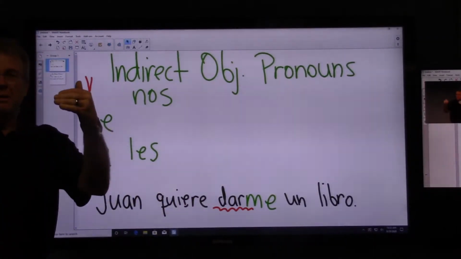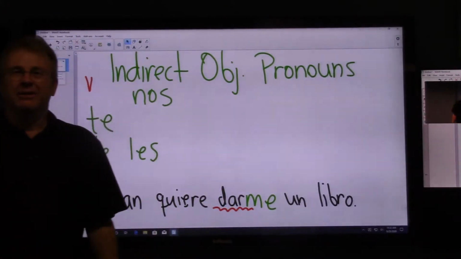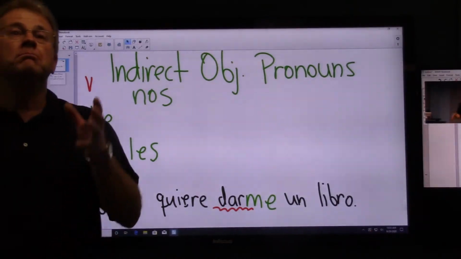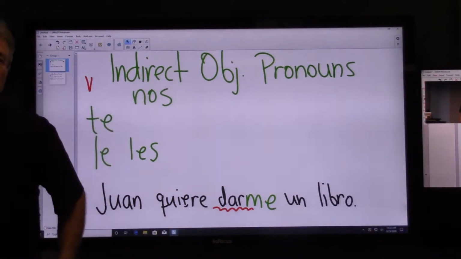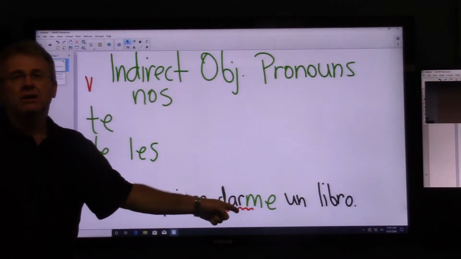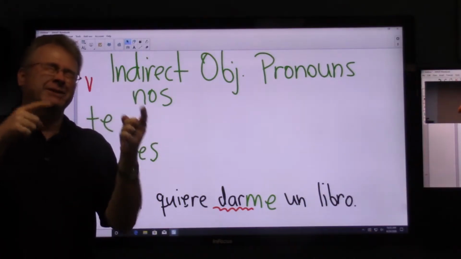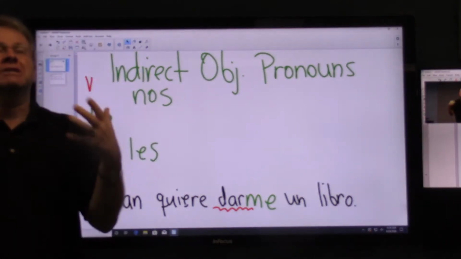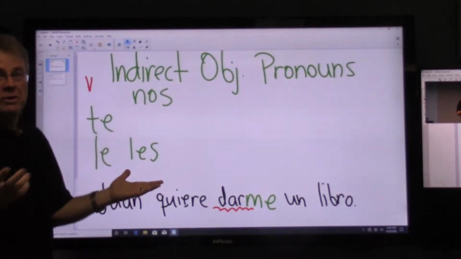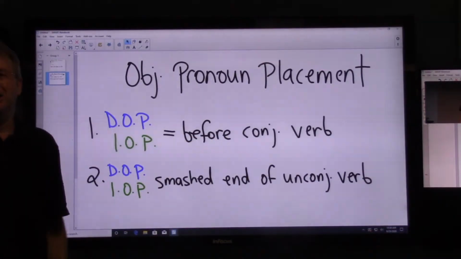Now this word order matches a little bit more closely. Translated literally, Juan wants to give me a book. That might be how we would say it in English. So smashing on the end of an unconjugated verb more closely matches the word order between the two languages. But remember, you only get to smash it on the end of the unconjugated verb if you have that option. If your sentence only has one verb in it, that verb must be conjugated, right? And the choice is made for you. If the verb is conjugated, rule number 1, it's got to go before the conjugated verb.